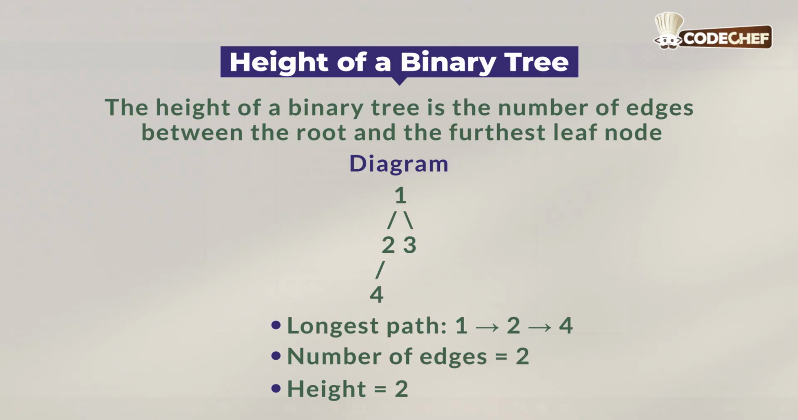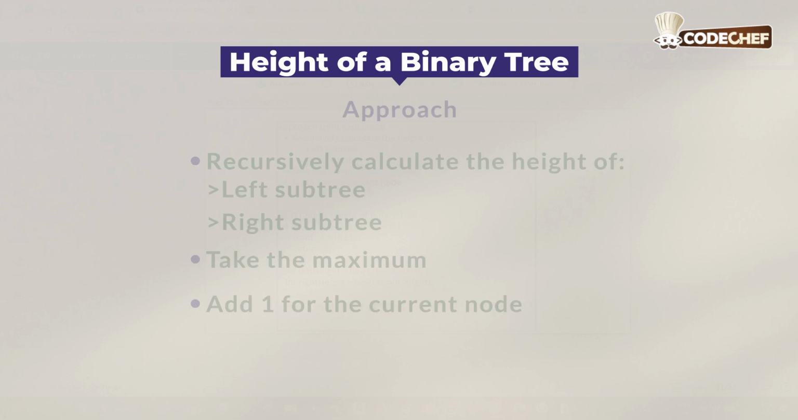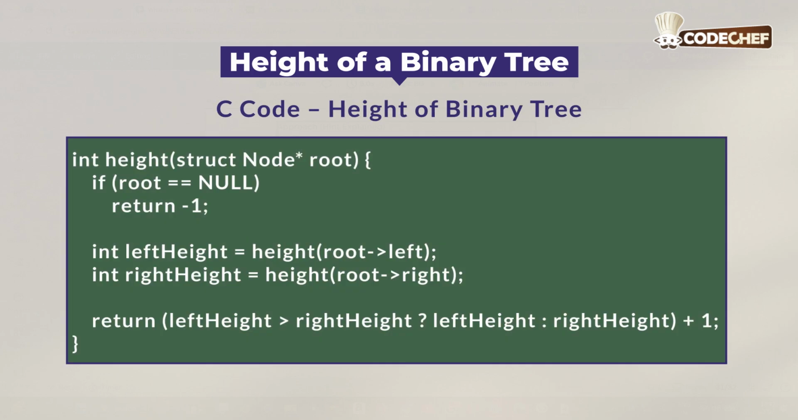To calculate the height, the approach is to recursively calculate the height of the left subtree and the right subtree, take the maximum, and add 1 for the current node. This is how the pseudocode looks. If root is equal to null, the height of an empty tree is -1, since height is measured in edges.